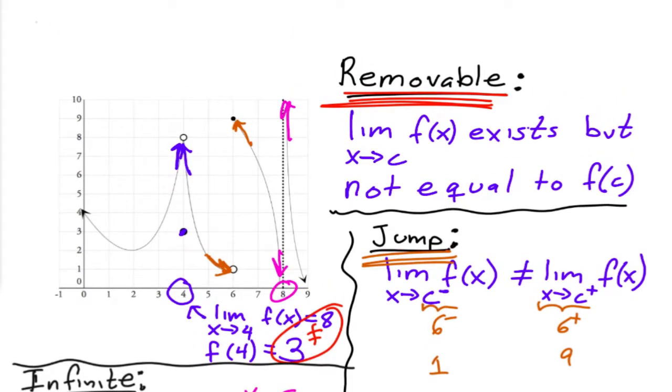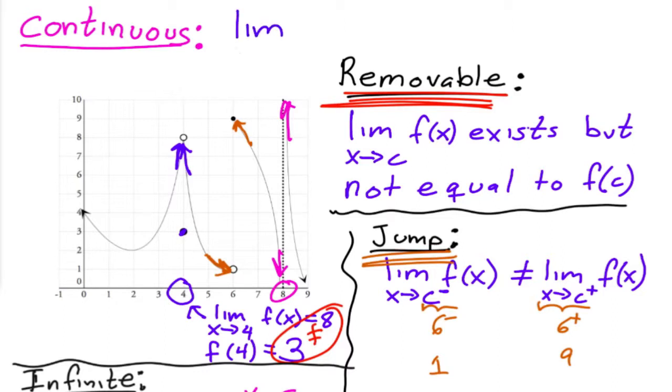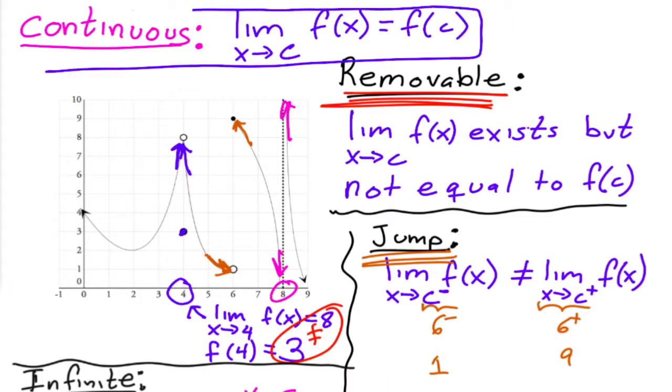Remember that I already gave you guys the definition, but it's important to make sure that you know that a function is continuous if the limit as x approaches c of f of x is equal to f of c. So this is the definition of continuity. And all it basically says is that the limit is equal to the value of the function.